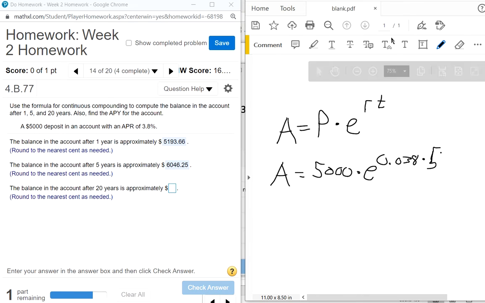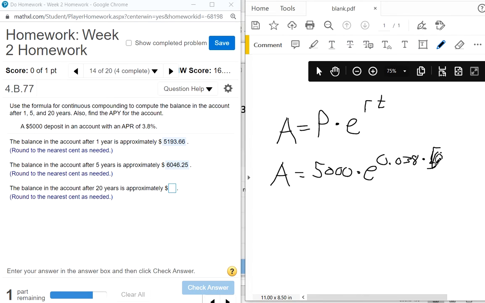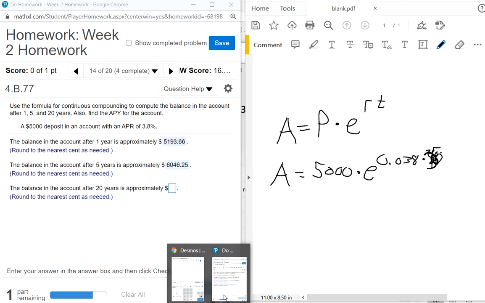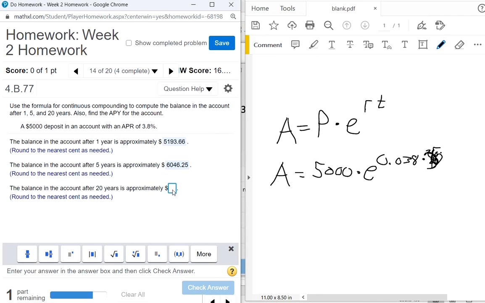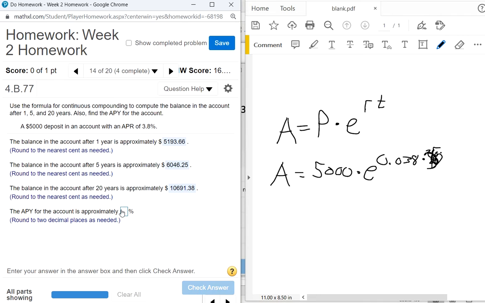And then for 20 years, that just means instead of plugging in 5 in here, you'd be plugging in 20 up here. So in our online calculator, we're going to put times 20. So that's $10,691.38.